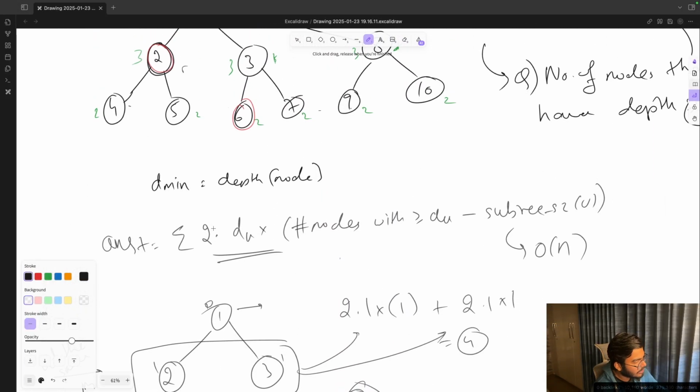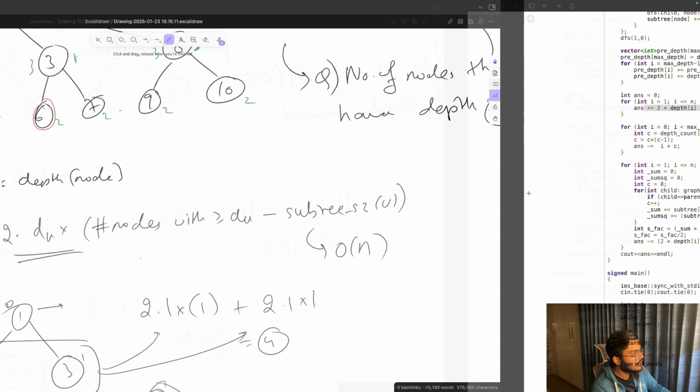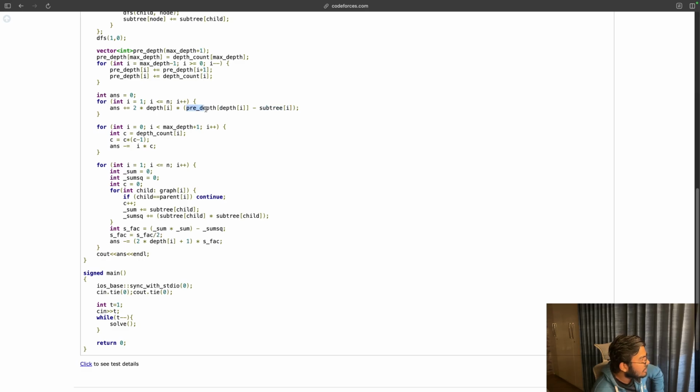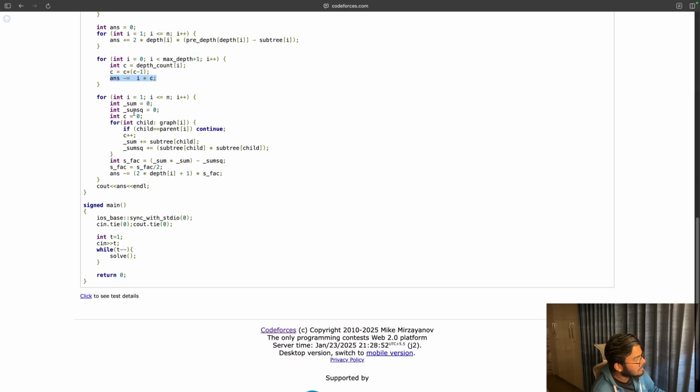For every depth, we had this formula: 2 times the depth of the node into the number of nodes that have at least this depth minus the subtree size of the node. From this, first I need to remove this part, how many nodes have this exact depth, and we can remove this from the answer. After that, I need to calculate the sum of squares and subtract it, and then we can remove it from the answer. And that's it. That is it for the solution.